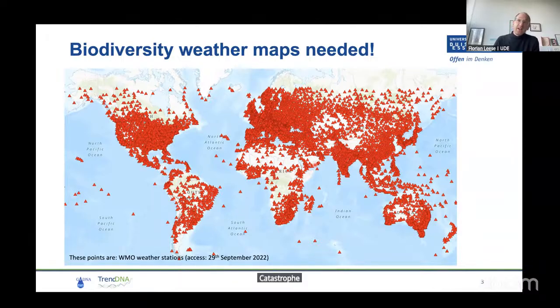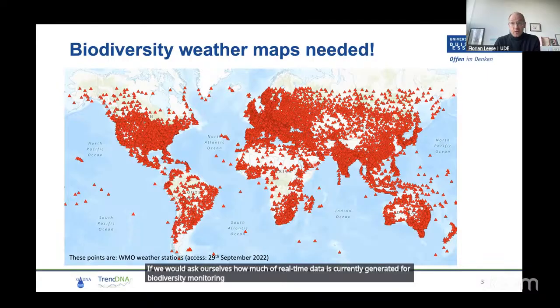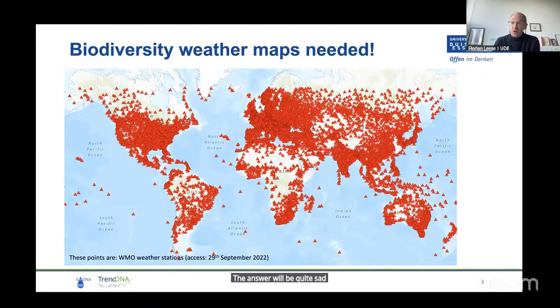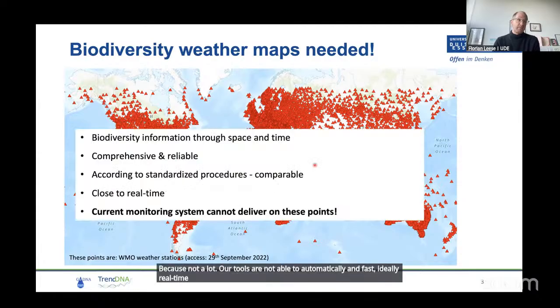If we would ask ourselves how much real-time data is currently generated for biodiversity monitoring, the answer will be quite sad, because not a lot. Our tools are not able to automatically and fast, ideally in real time, generate data. But we need that: biodiversity information through space and time, comprehensive and reliable, and ideally close to real time.